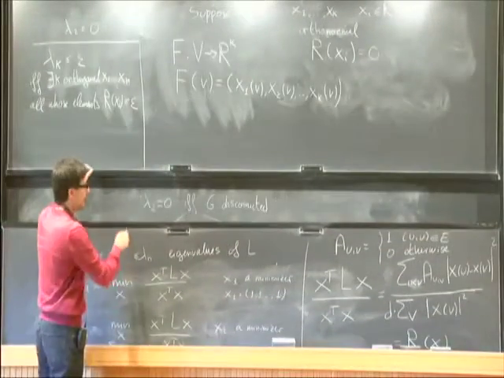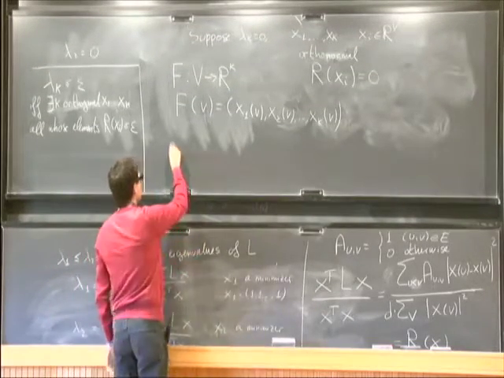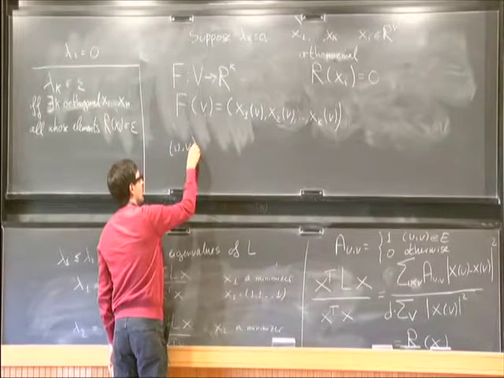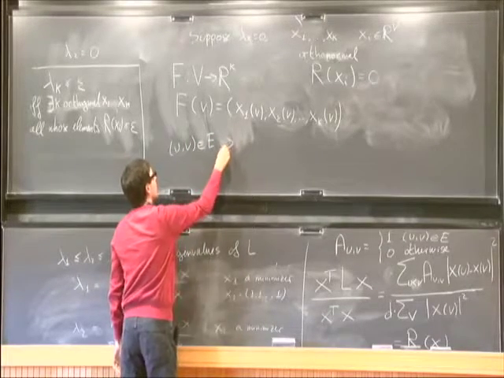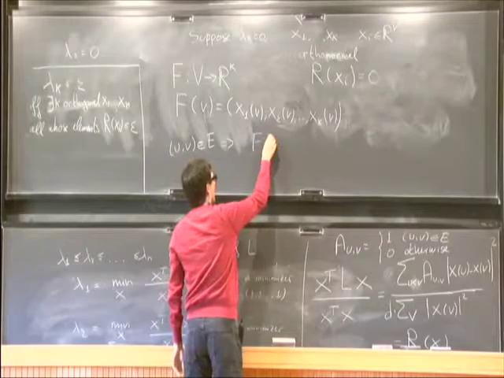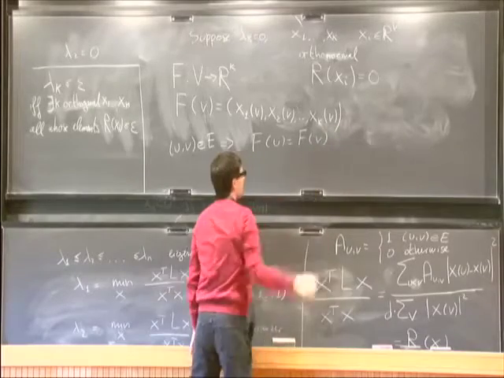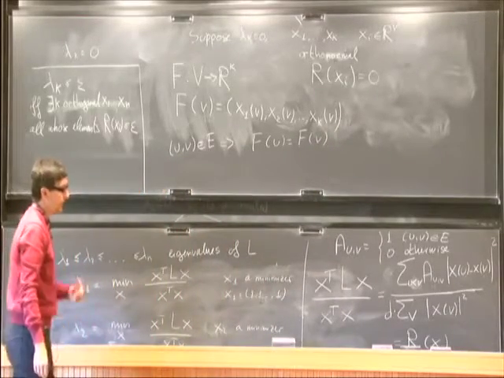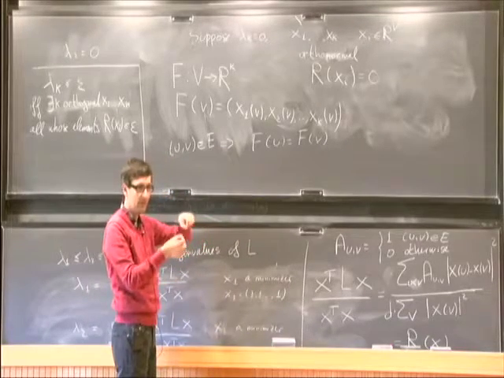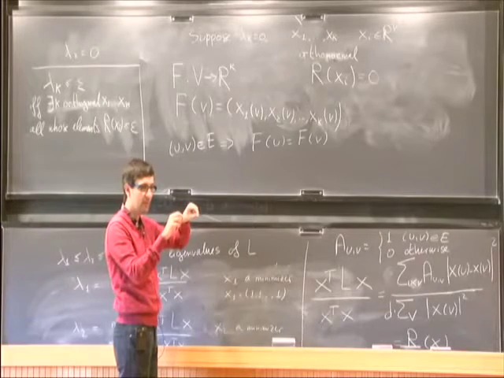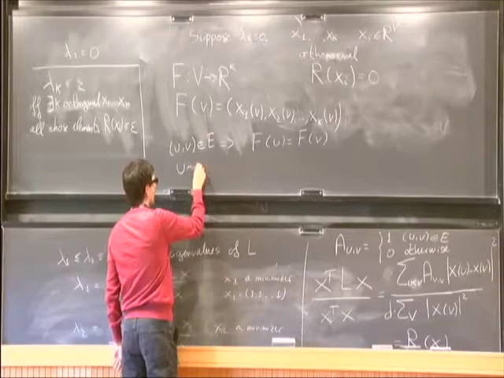So recalling the definition of the Rayleigh quotient, what we have is that if uv is an edge, then f of u must be equal to f of v. Because for each of those xi's, if the Rayleigh quotient is 0, each of those xi's must have identical coordinates at vertices that are connected. And the same holds if there is a path from u to v.